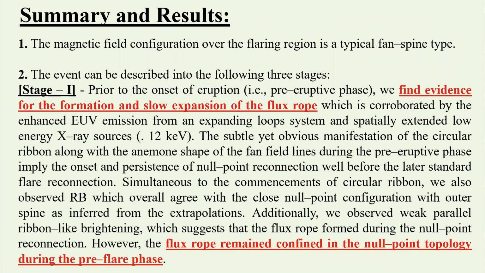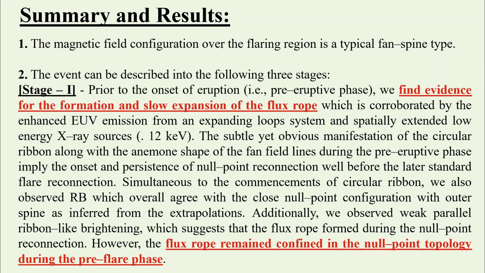Now, in the summary, first, we have found the typical fan-spine magnetic configuration. Second, the event can be described in the following three stages. The first stage is where we found evidence for the formation and slow expansion of the flux loop. This is our stage 1. We have several magnetic observational evidences. The flux loop remains confined in the magnetic null point topology during the pre-flare phase. It doesn't erupt, but remains confined in that region.